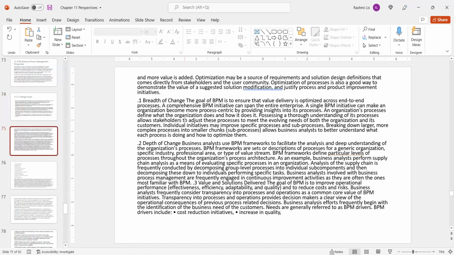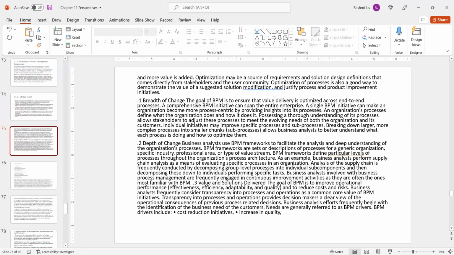So the optimization may be a source of requirements and solution design definitions that comes directly from stakeholders and the user community. Optimization of processes is also a good way to demonstrate the value of suggested solution modification and justify process and product improvement initiatives.